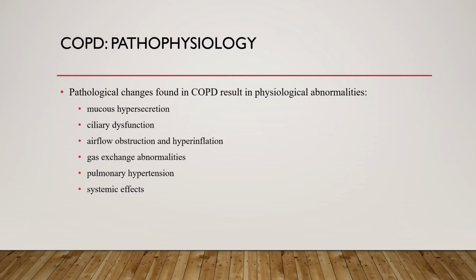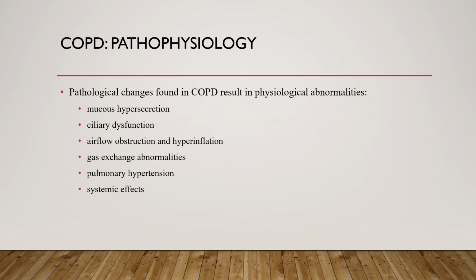As far as gas exchange abnormalities go, these are going to occur in advanced disease and are characterized by arterial hypoxemia with or without hypercapnia. So the abnormal distribution of ventilation perfusion ratios due to the anatomical changes found in COPD is going to be the main mechanism for abnormal gas exchange.